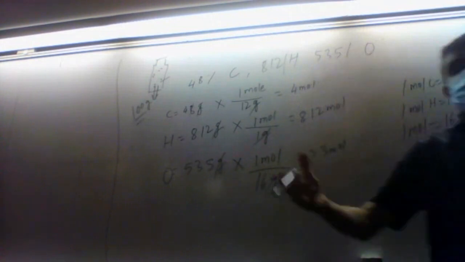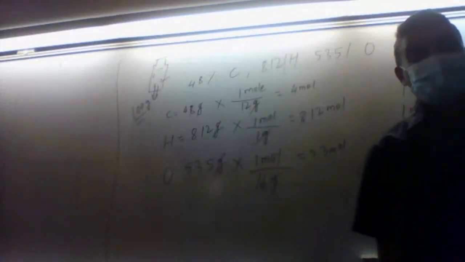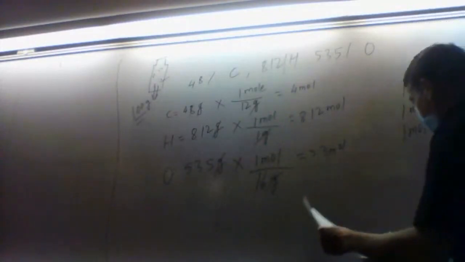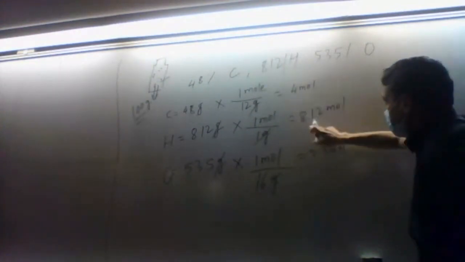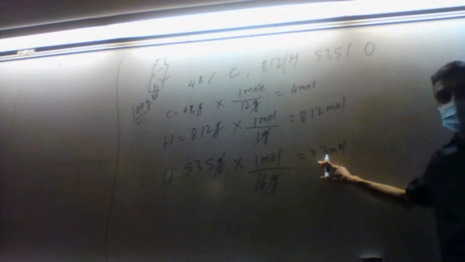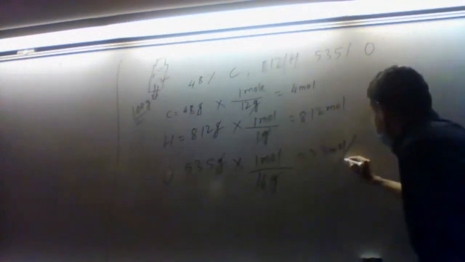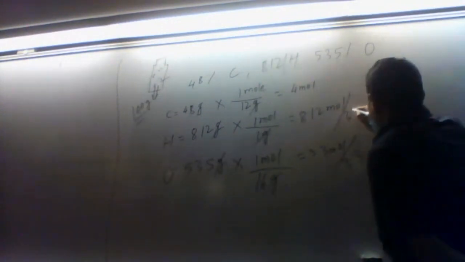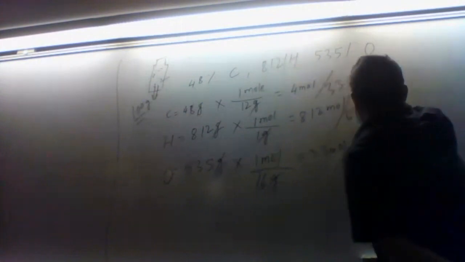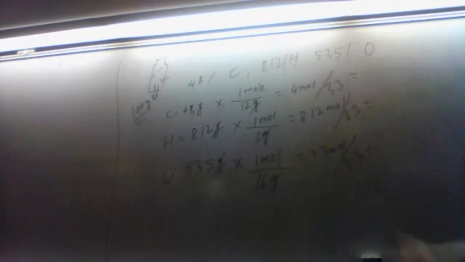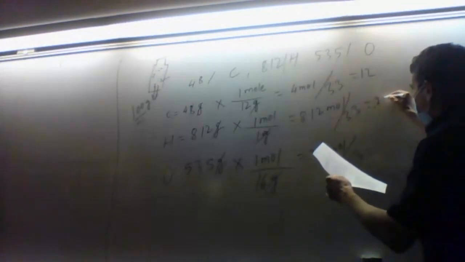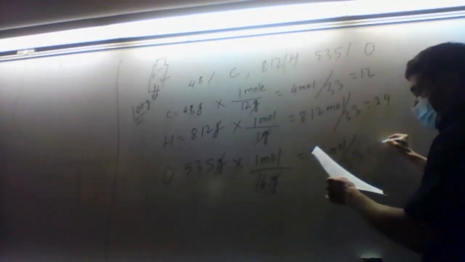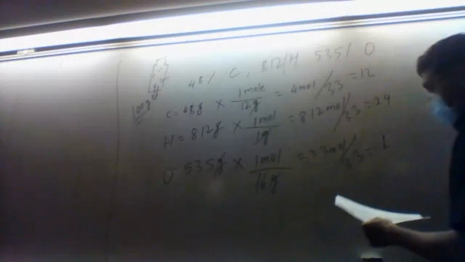Now my job is to divide all these three by the smallest one, right? So which one is the smallest one? This is 4, this is 8, this is 3.3. So I divide by 3.3. I divide this by 3.3, I divide this by 3.3, and I divide this by 3.3. So put those in a calculator and you can see 1.2 here, and here you will see 2.4, and here you will see 1.